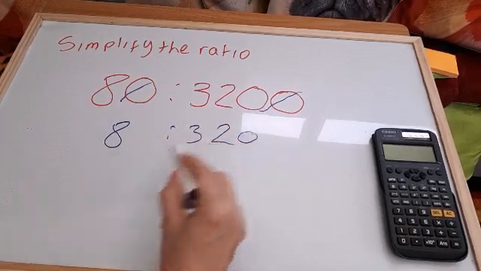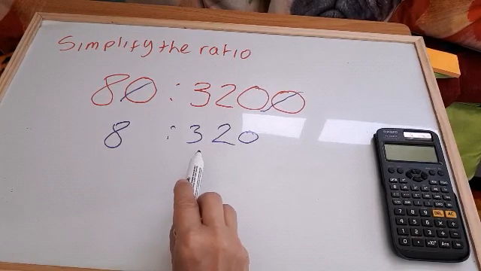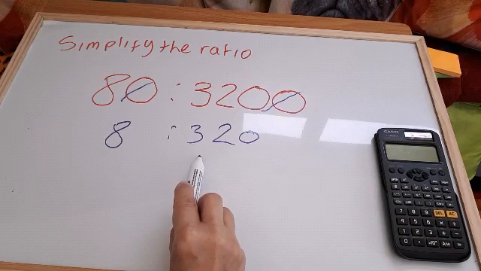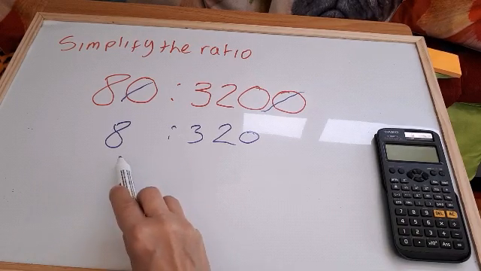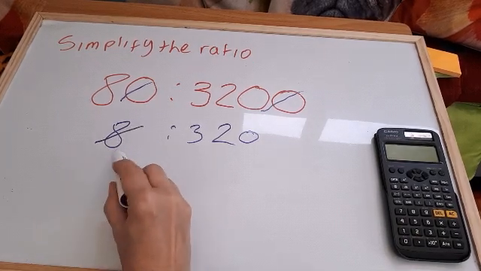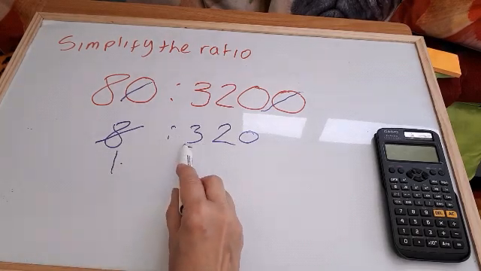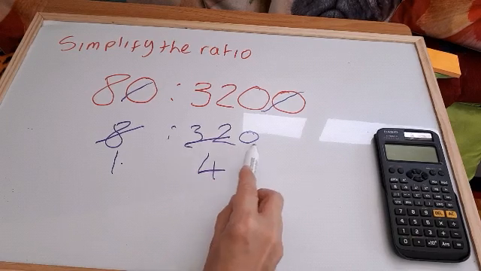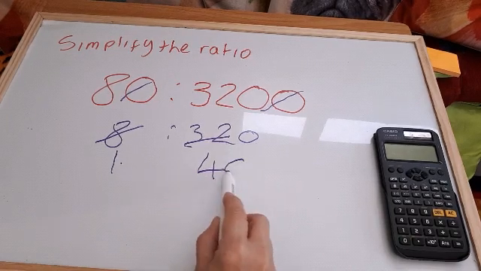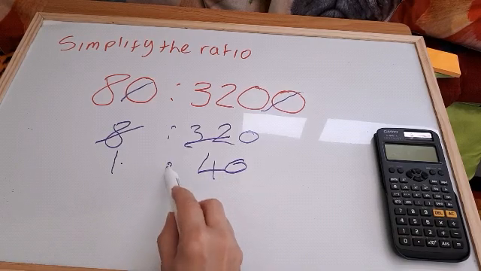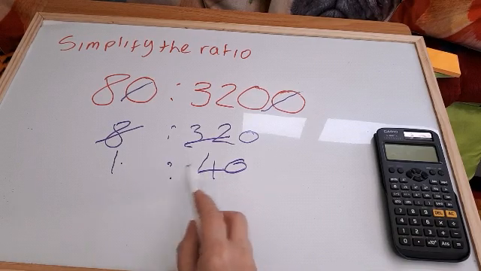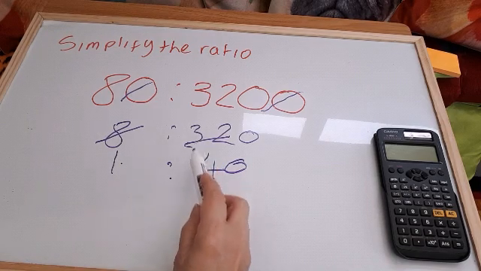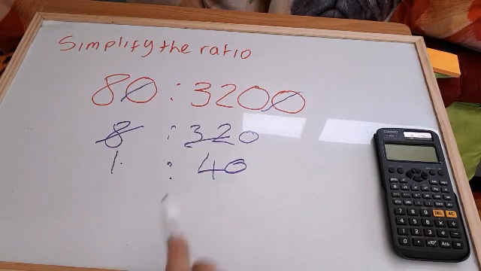320. 8 is a factor of 320 because 8 goes into 32 4 times. 8 goes into itself once and it goes into 32 4 times, and obviously 320 is 10 times bigger, so we make that 40. So the answer here is 1 to 40. 8 goes into itself once and it goes into 320 40 times.